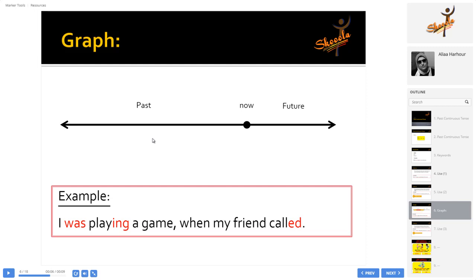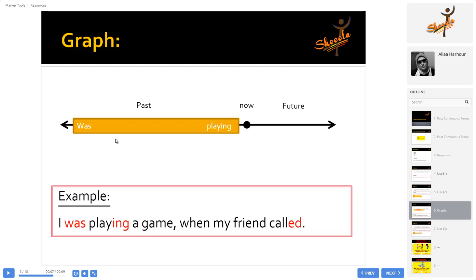So, if the action started and ended in the past, does it mean that it is the past simple tense? No. It is a past continuous one, where the action started at a certain time in the past and it takes a long time. What do I mean by a long time? The past continuous depends on the idea of duration. What do I mean by duration? Duration means the period the action takes place in.